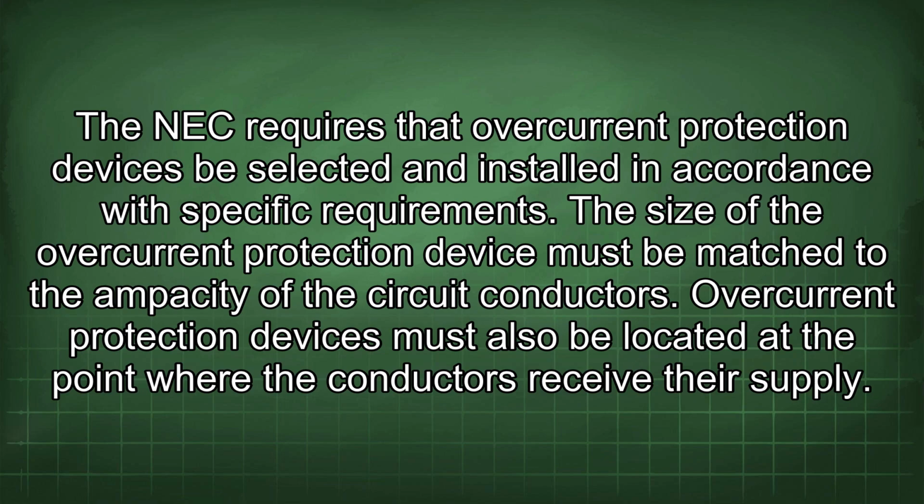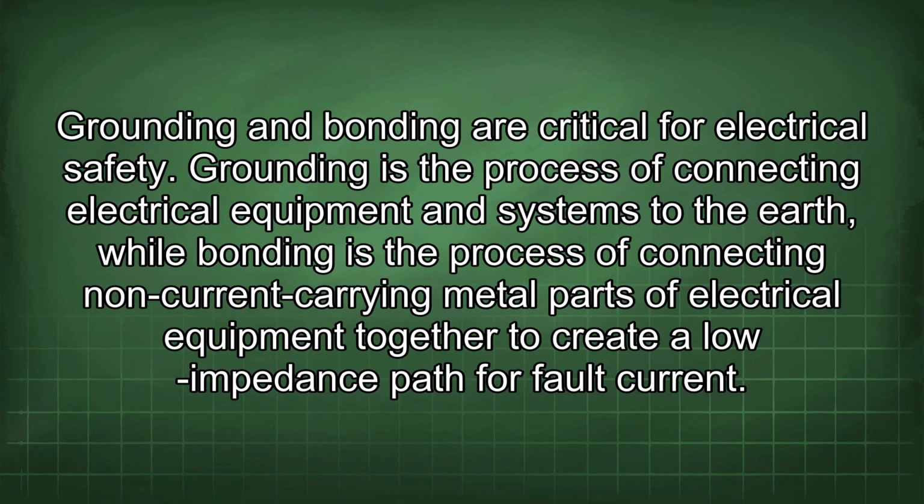Overcurrent protection devices must also be located at the point where the conductors receive their supply. Grounding and bonding are critical for electrical safety. Grounding is the process of connecting electrical equipment and systems to the earth, while bonding is the process of connecting non-current carrying metal parts of electrical equipment together to create a low impedance path for fault current.